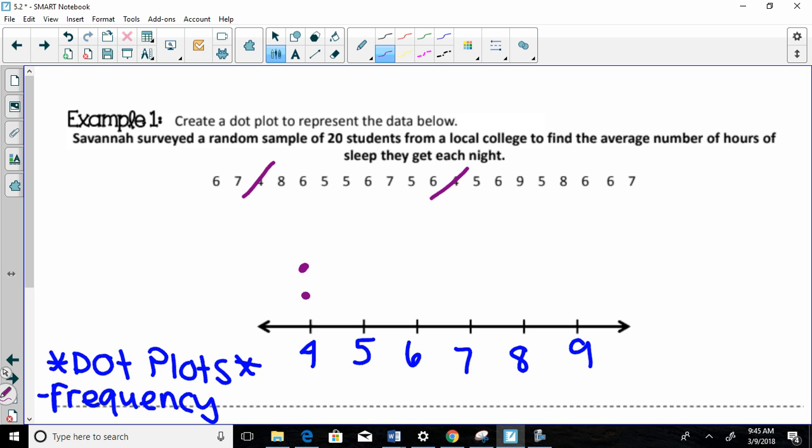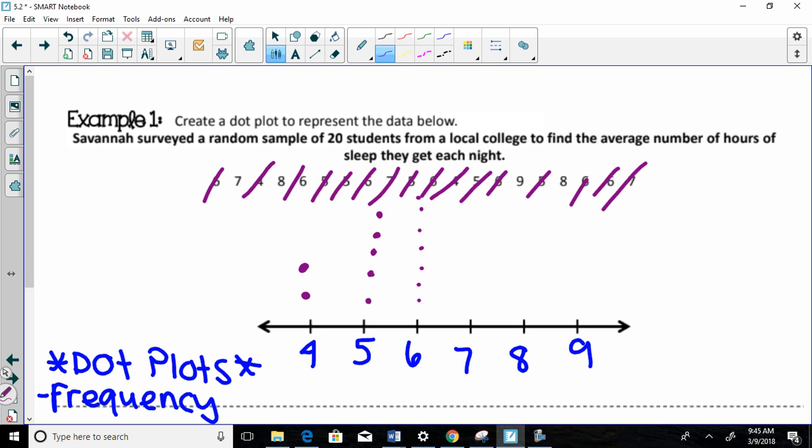What about 5 hours of sleep? 1, 2, 3, 4, 5. So I'm going to put 5 dots. 6 hours of sleep. 2, 3, 4, 5, 6, 7. And then 7 hours, 3. 8 hours, 2, and 9 hours, 1. Do you guys see how it basically looks symmetrical almost?